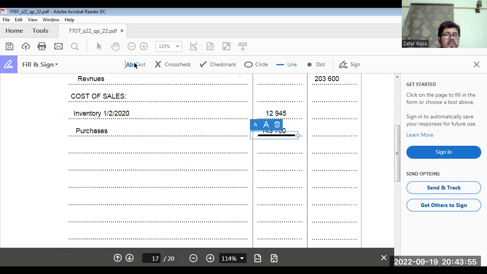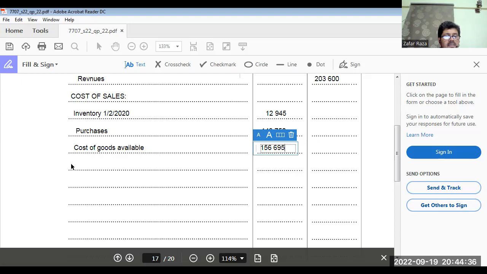Now cost of goods available. 12,945 plus 143,750. Total is 156,695.